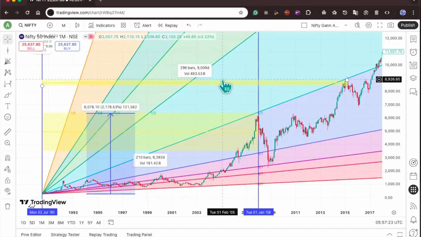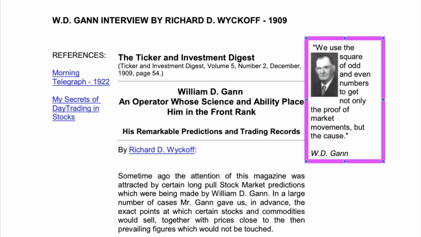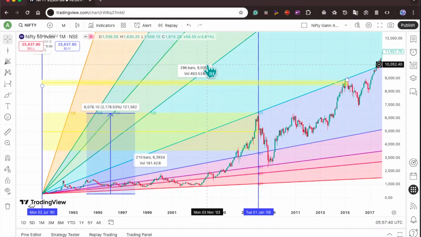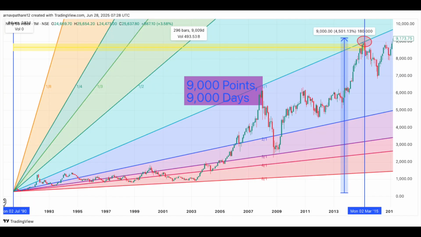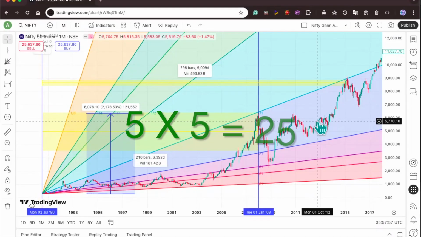So this is why Gann is such an interesting topic to study, because we see that various things are converging together. Here we got 25 years. In 25 years, we got 9,000 points. Now 9 is nothing but again a square. Again, 9,000 points in specifically 9,000 days. And in terms of years, that makes 25 years, which is again a square of 5 into 5. So we'll discuss more about this.